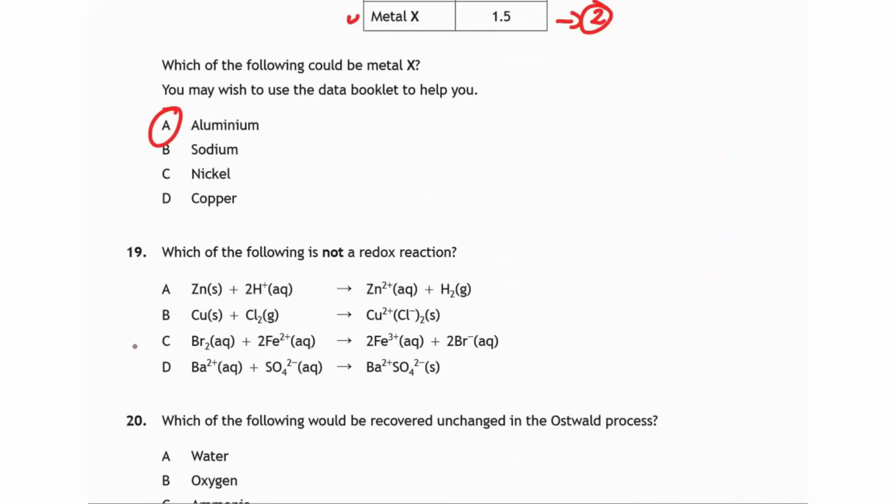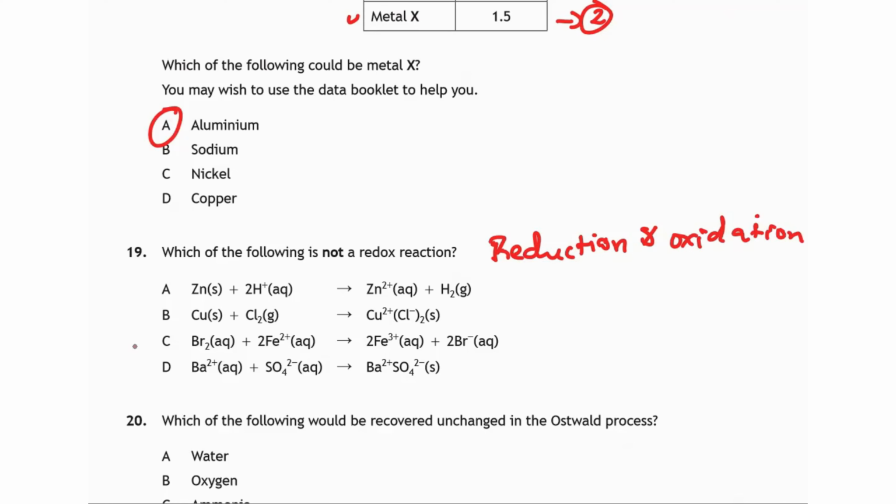And then number 19 says, which of the following is not a redox reaction? First of all, in redox reaction, the red and the ox represent reduction and oxidation. That is to say, electrons are being lost and electrons are being gained in that simple reaction. So let's see which of them is the odd one out.